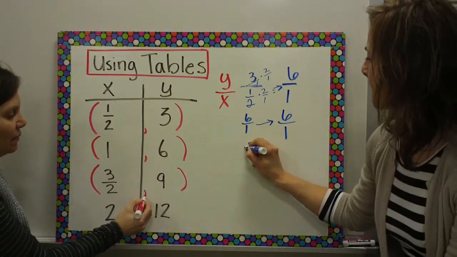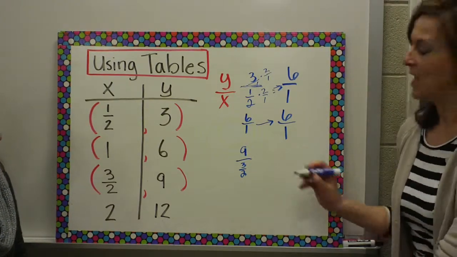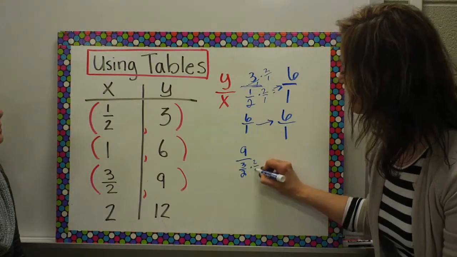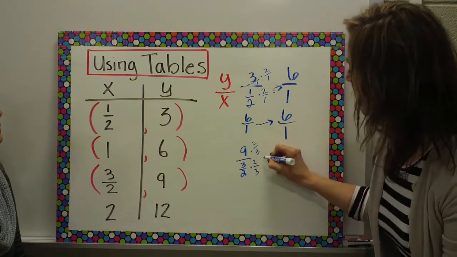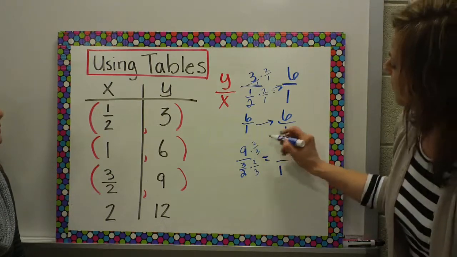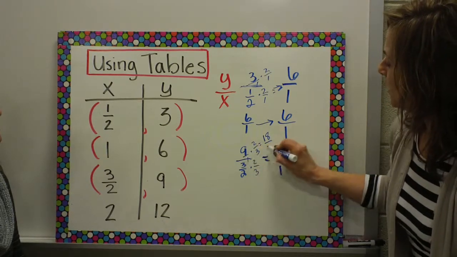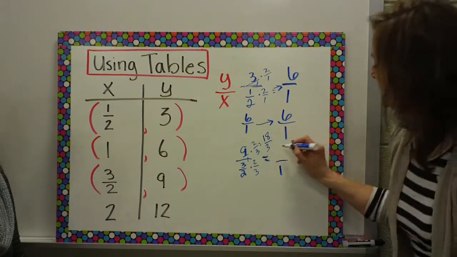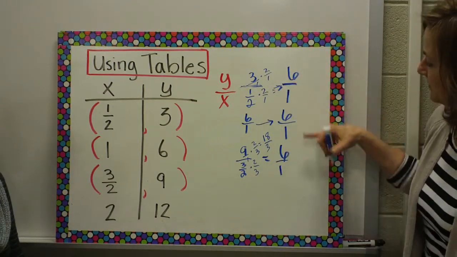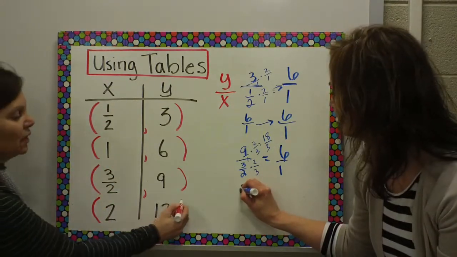In our third set, we have 9 and then 3/2. So we have another complex fraction. Remember that we're going to find the unit rate. We are going to multiply by the reciprocal. And that is going to give us, of course, the 1 in the denominator. But over here, when we multiply this out, 9 times 2 is 18. And 1 times 3 is 3. 18 divided by 3 is going to give us that 6. So far you can see that they are proportional because all three are the same. We have one last set to check.